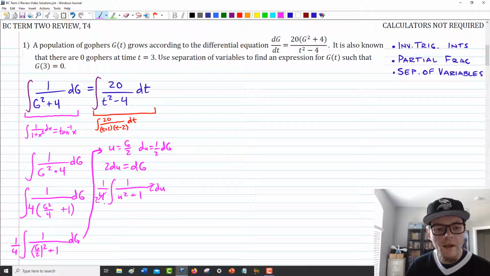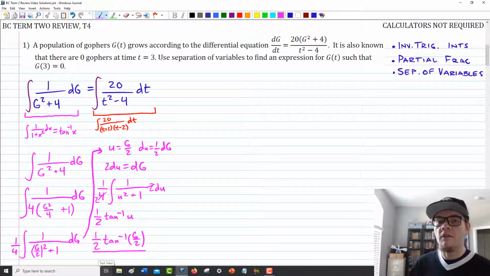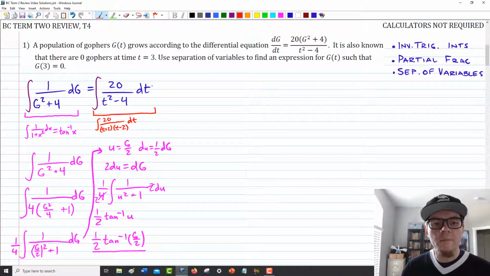And then from there we can clean this up a little bit. That will become 1/2. We'll get 1/2 the inverse tangent of u, and then we can rewrite that as 1/2 the inverse tangent of g over 2. So there is our first antiderivative for the left side. It's obviously a lot of work, I can't deny that, but there is our left side.